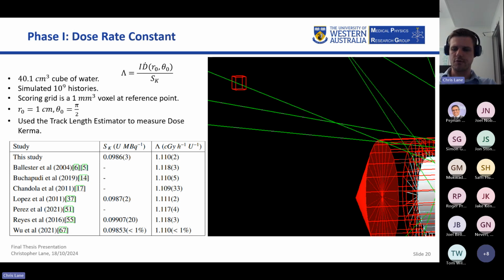It agreed within 2 standard deviations, and most within 1 standard deviation. And I think any differences there mainly come from differences in the Monte Carlo code that was used, and possibly variations in the experimental setup and the number of histories that were used.